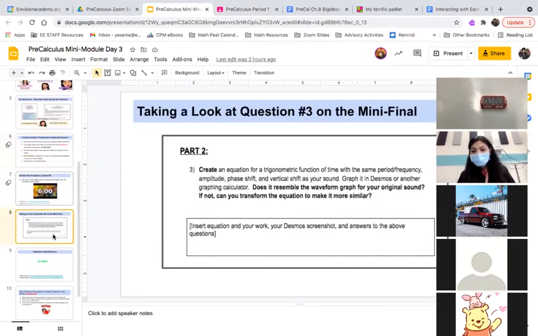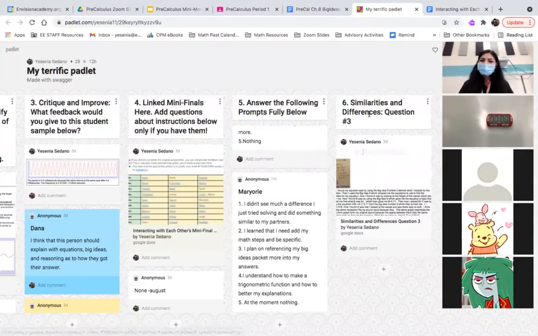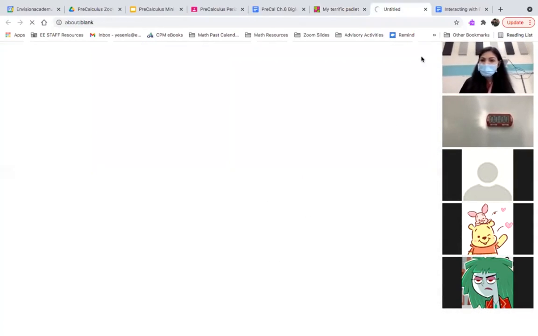Let's take a deeper look at question number 3. So I'll be honest with you, when it comes to office hours and stuff, question number 3, I need to do a good stretch before we jump in. It's the one that actually has all the math in it. Number 6, similarities and differences. So what you're going to do is jot down what similarities or differences you see between these two pieces of student work. You actually got to click and open the document to be able to see the student work.